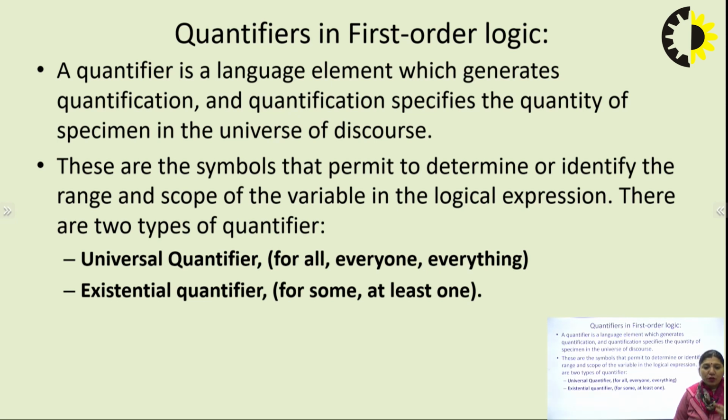If you're talking about a universal quantifier, that means we are saying it is for all or for everyone or for everything. That is a simple representation. Universal means for everyone, it is available for every, we are talking about for all. Fine. Existential quantifier means for some or at least one. At least one should be there, minimum, if we are using the existential quantifier. Clear?